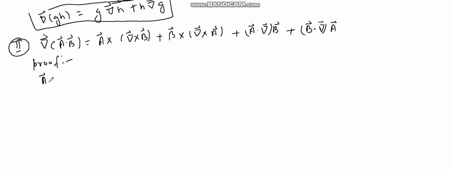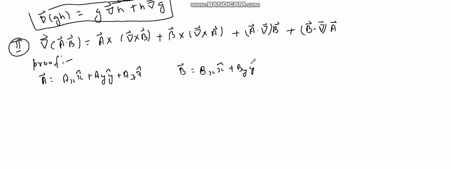Right. So A can be written as AX x cap plus AY y cap plus AZ z cap, right? And B can be written as BX x cap plus BY y cap plus BZ z cap, and A dot B is AX BX plus AY BY plus AZ BZ, right?